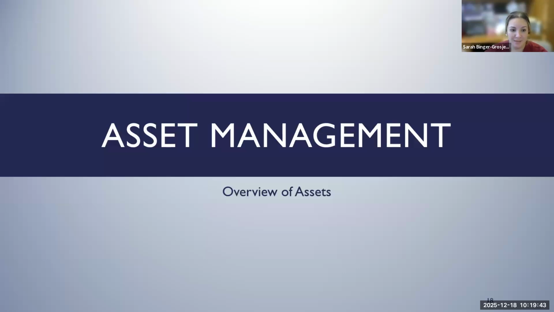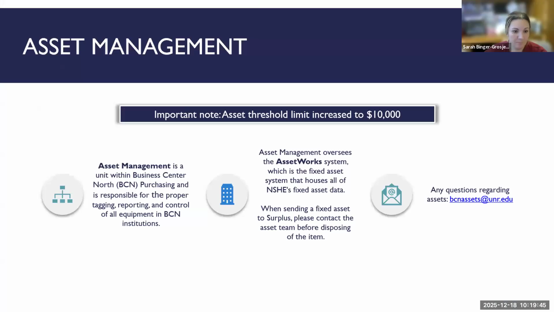All right, so moving into asset management. For those of you that aren't aware, in July, the asset threshold limit increased to $10,000. So anything past that date that is over $10,000 will become an asset. Anything that was prior to that date is still going to be at the previous asset threshold of $5,000. So there's nothing being changed retroactively due to that limit being increased.